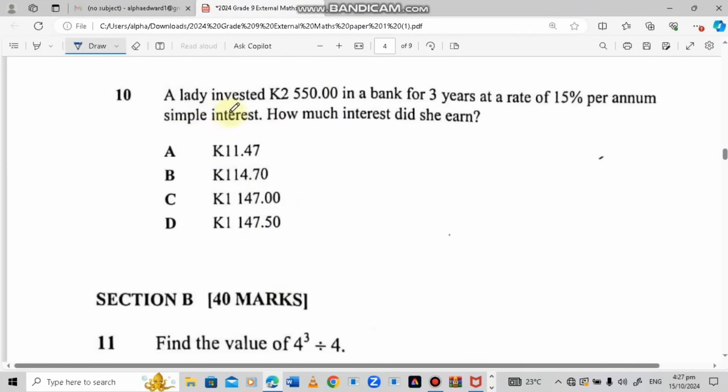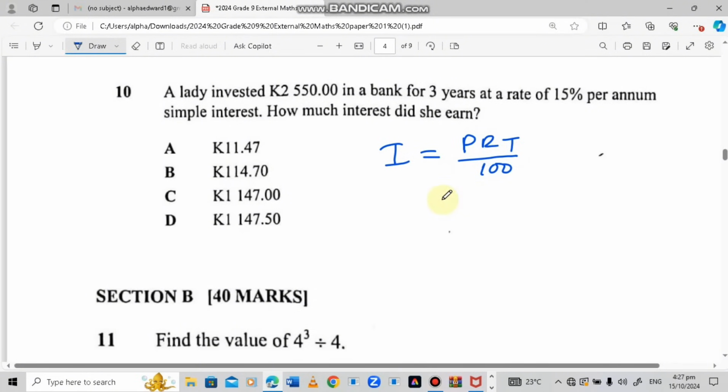Alright, question 10. A lady invests 2,550 kwacha in a bank for 3 years at a rate of 15% per annum simple interest. How much interest did she earn? So simple interest is given by the formula I is equal to PRT over 100. So this is the formula that you use.